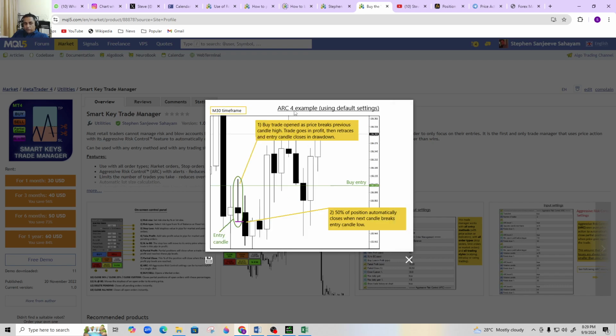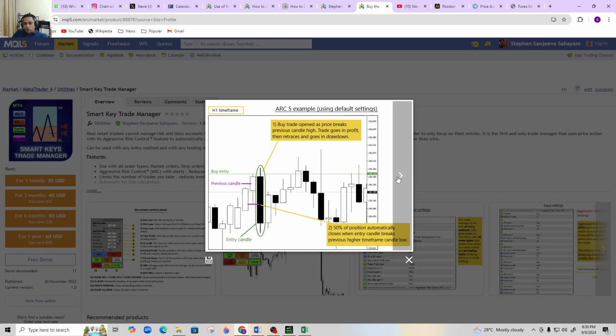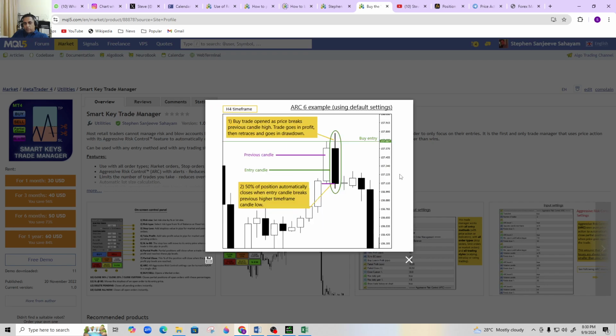Same goes with ARC level 4. You can change these time frames to whatever you want. These are just the default settings. You can change the time frame, the percentage, the number of pips, all of that. Then there's the H1 time frame and the H4 time frame. You can again change it, use the daily time frame, or whatever time frame you want. But they're all very clearly explained here.